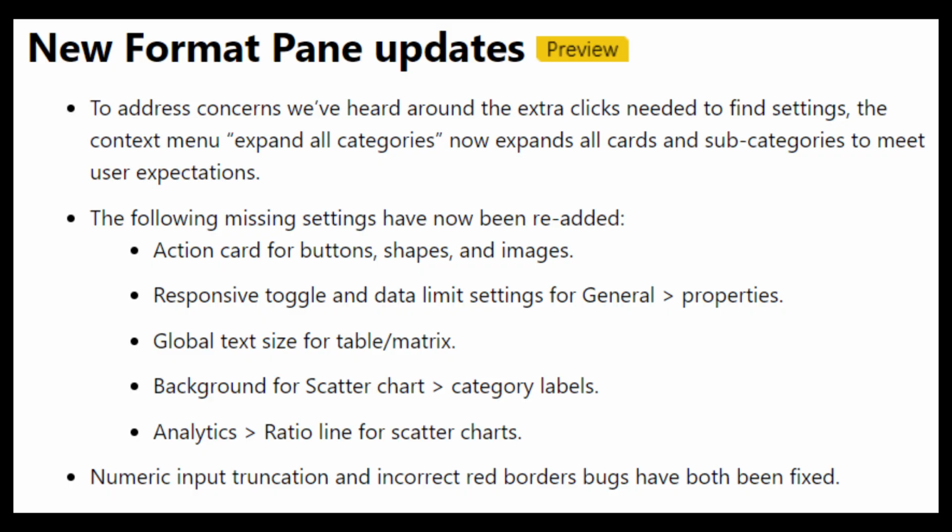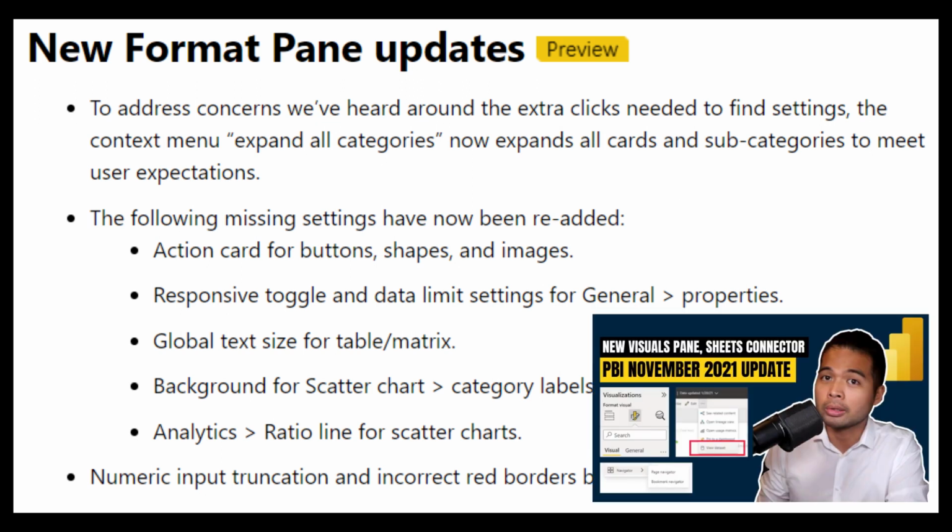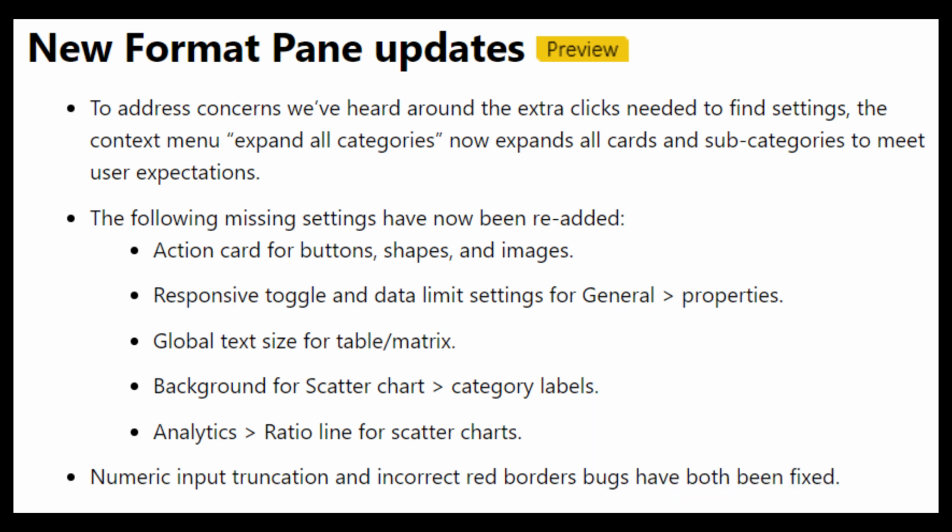Next are the new format pane updates. Now, this feature was released as a preview feature not so long ago, and it essentially modernizes the format pane to supposedly make it easier for new users to find and explore new formatting options. They've updated the expand all categories option now, so that it expands all subcategories, and they've also re-added a few missing settings. So here's a list of what they've added.